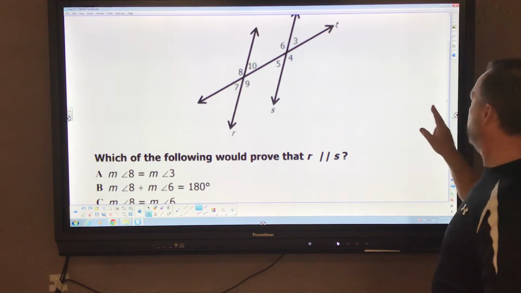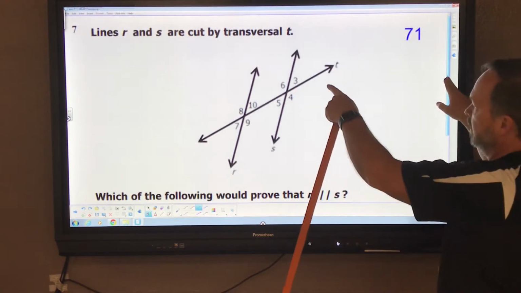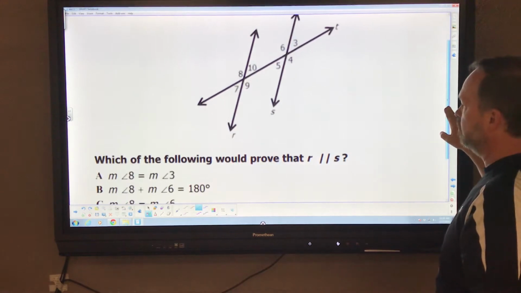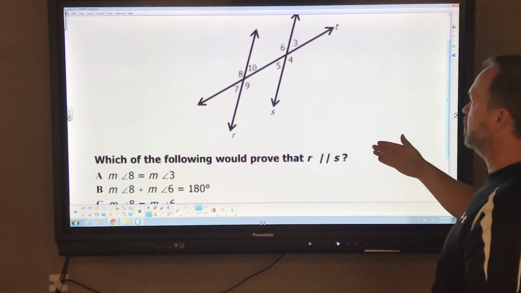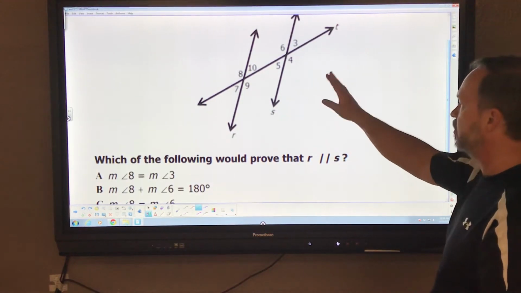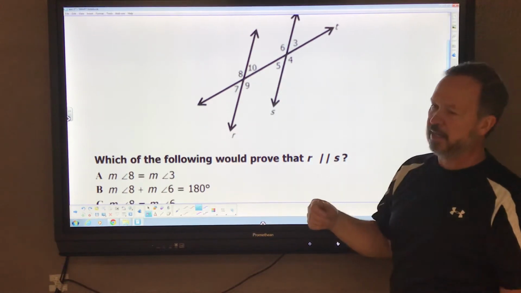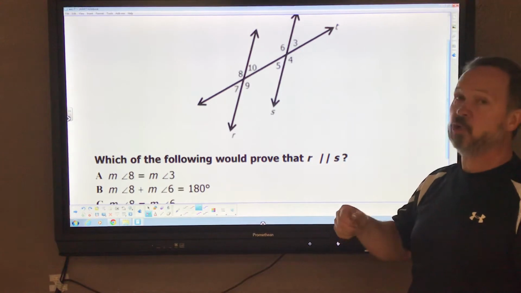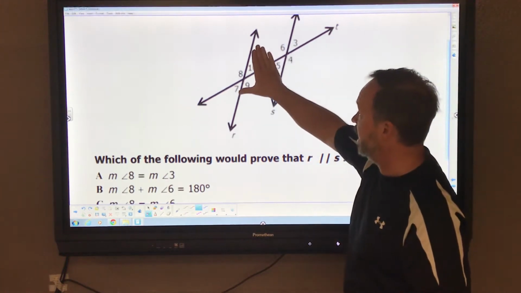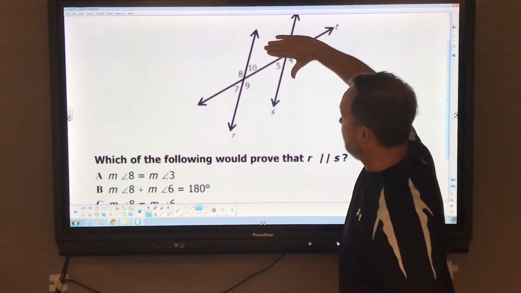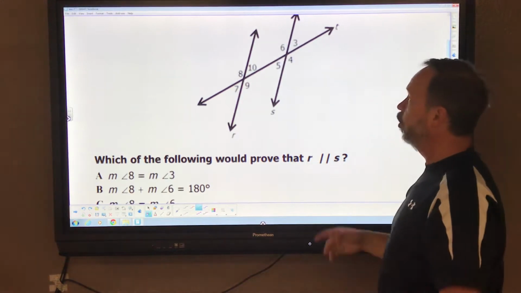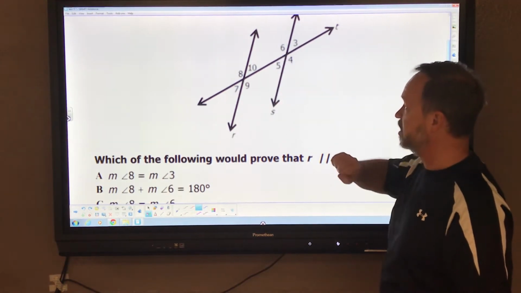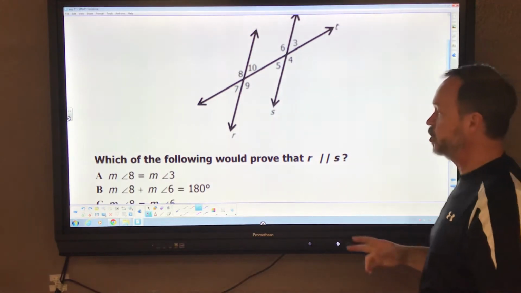So we're looking at this one. As we said, we got these two lines, R and S, cut by transversal T. And they want us to figure out what you have to do to know that the two lines are parallel. Either alternate interior angles are congruent, alternate exterior angles are congruent, corresponding angles like 6 and 8 are congruent, or 7 and 5 are congruent, and so on. Or consecutive interiors like 9 and 5, or 10 and 6, are supplementary. Those are the things you're looking for.